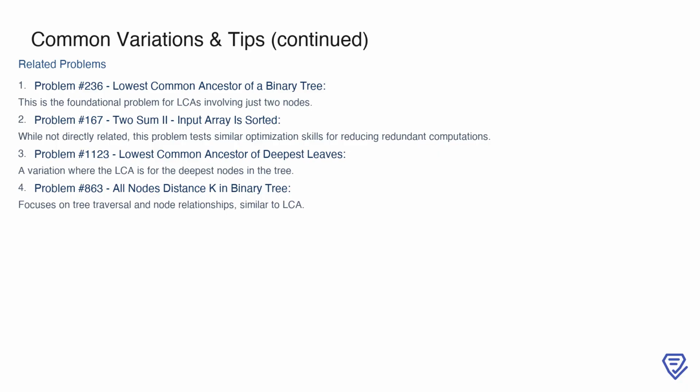While problem number 167, 2Sum II, might not seem directly related, it tests similar optimization skills, especially in avoiding redundant work. Finally, problem number 863, all nodes distance K in binary tree, involves tree traversal and understanding node relationships, which aligns closely with the skills needed for LCA problems. Exploring these problems can deepen your understanding of the concepts involved and help you refine your approach.